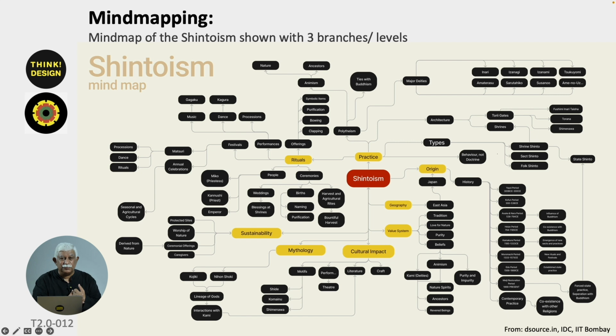So this was a group of students who are studying Shintoism. You can see that they have the primary categories, secondary categories, and the tertiary categories in this. Okay, so you can see that a lot of work has gone into this, and it has become a very useful mind map for them, because for them this actually shows the world of Shintoism.